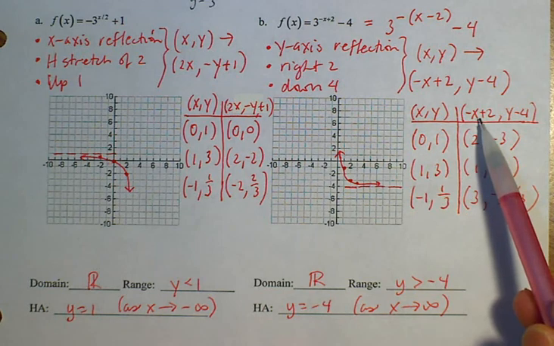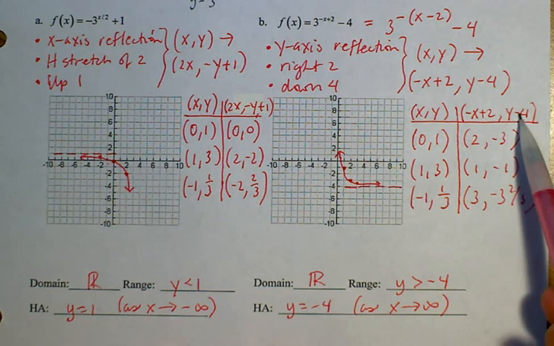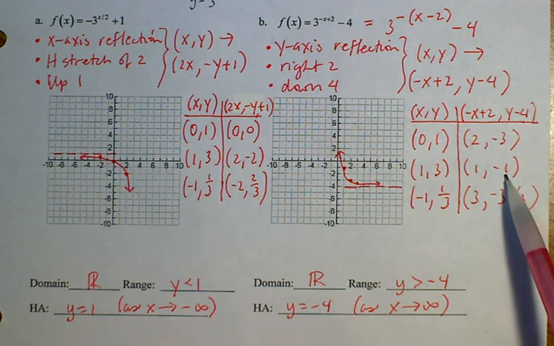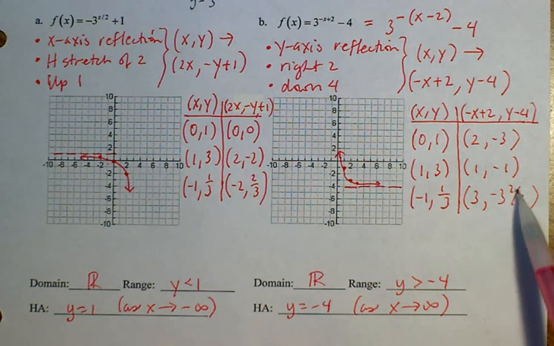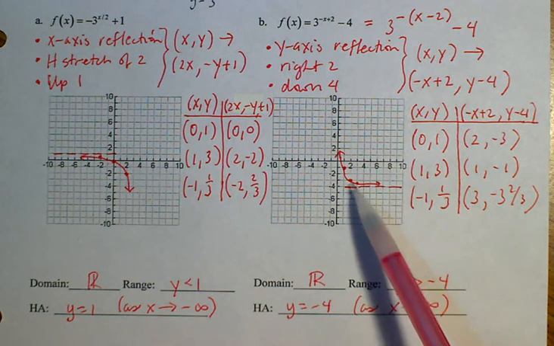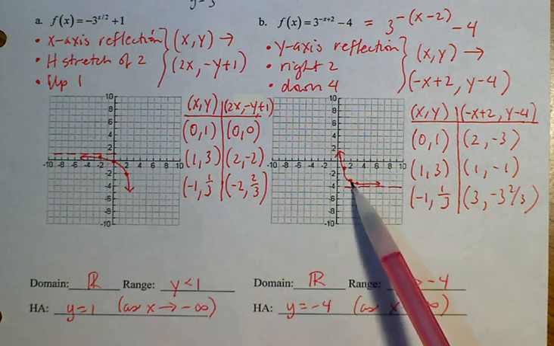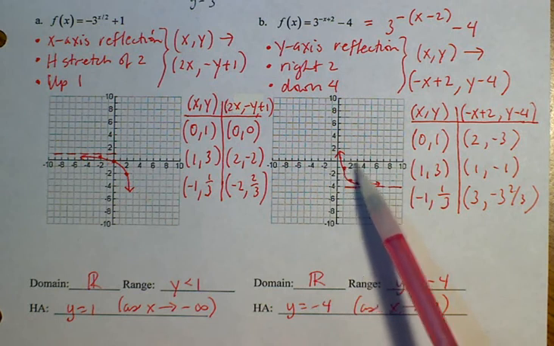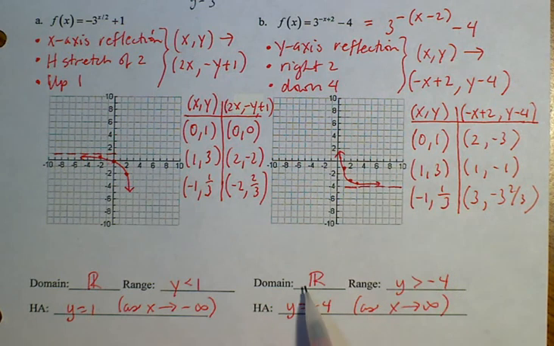So this will give me a negative 1 plus 2, which is positive 1. And then a 3 minus 4, which gives me a negative 1. And then the last point is 3 and a negative 3 and 2/3. Okay, so I'm going to plot out these points. And so it's going to be 2, negative 3. There's my 1 point. 1, negative 1. And 3, negative 3 and 2/3.